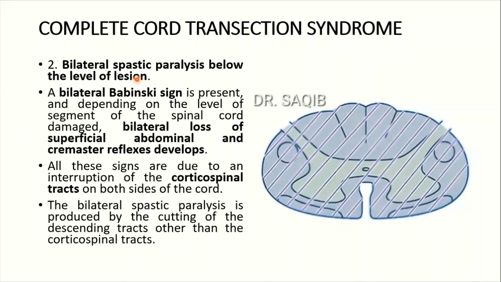Number 2 is bilateral spastic paralysis below the level of the lesion. A bilateral Babinski sign is present, and depending on the level of the segment of the spinal cord damaged, bilateral loss of superficial abdominal and cremasteric reflexes develops. All these signs are due to an interruption of the corticospinal tracts on both sides of the cord. Obviously, we know that this is an upper motor neuron lesion, and Babinski sign is present in that. The bilateral spastic paralysis is produced by the cutting of the descending tracts other than the corticospinal tracts.